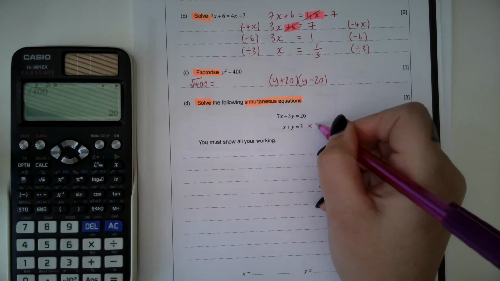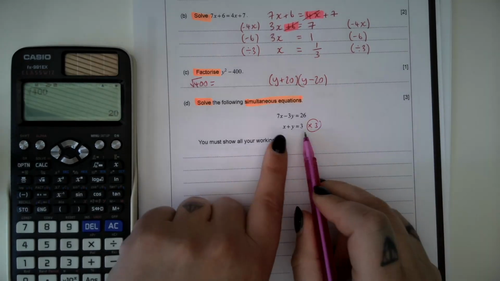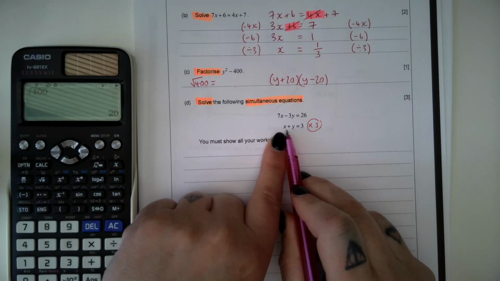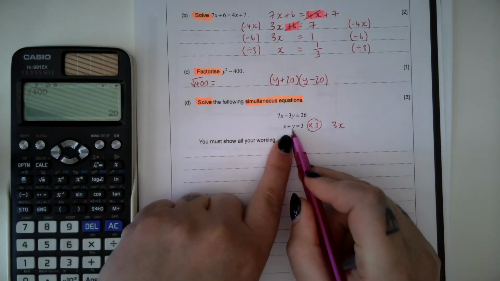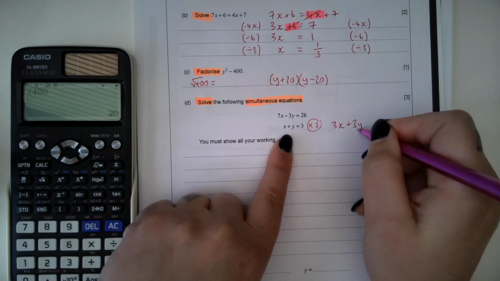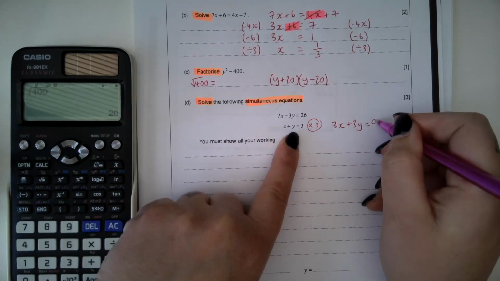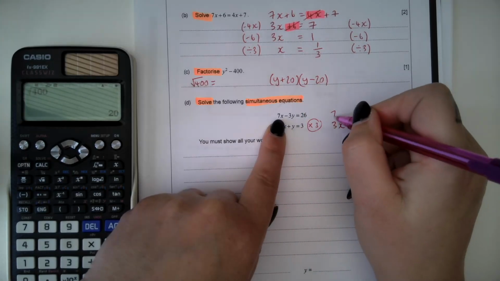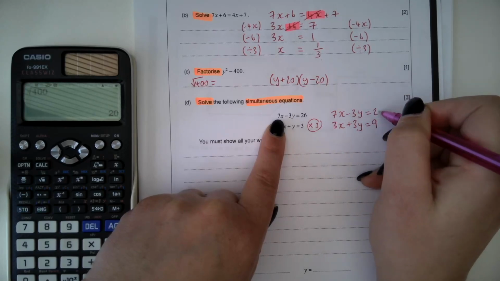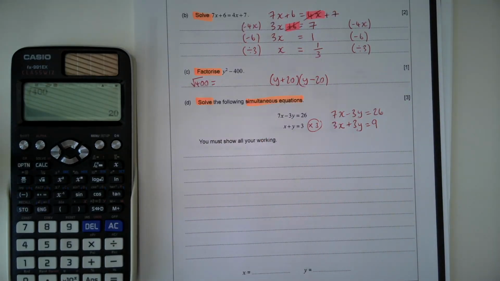So I'm going to multiply this equation by 3. When I'm multiplying this equation by 3, everything gets multiplied by 3. So x times 3 becomes 3x, y times 3 becomes plus 3y, and then 3 times 3 becomes 9. So I've scaled up that equation, and then I'm just going to write this one above it for ease. So now you can see that actually the coefficients of my y do match. They're both 3. Doesn't matter that they're different signs, but what matters is that they match.